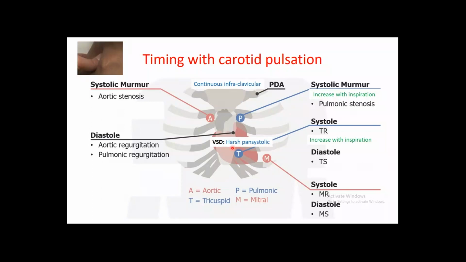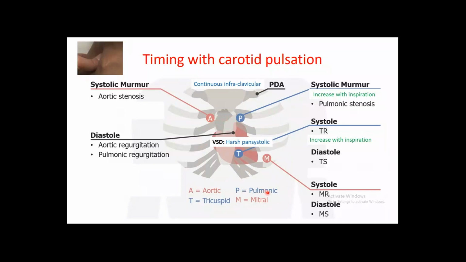So as we said, we are auscultating in a Z-shaped manner: mitral, tricuspid, pulmonary, aorta. Then if we hear a murmur, we comment on where we hear this murmur, and then we time the murmur with the carotid pulse. If the murmur is heard with pulsation, this means this is a systolic murmur. A systolic murmur over the mitral or tricuspid valve is a regurgitant murmur. On the opposite side, at the pulmonary or aortic valve, a systolic murmur is caused by stenosis.